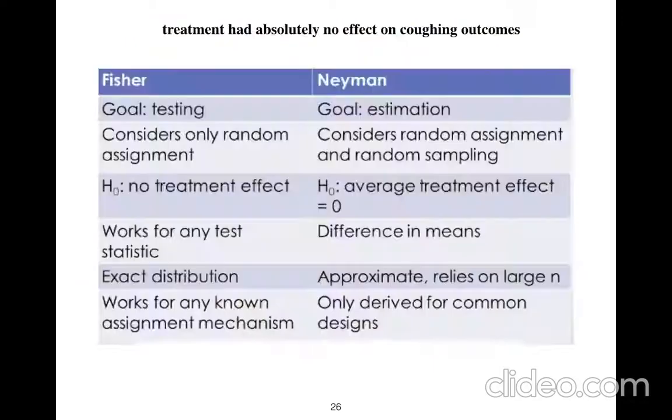sample groups are. So there is a very minor difference between Neyman and Fisher, as you see. Neyman, for example, the null hypothesis of Neyman says average treatment effect is 0. But Fisher is very strict. He says no treatment effect at all.